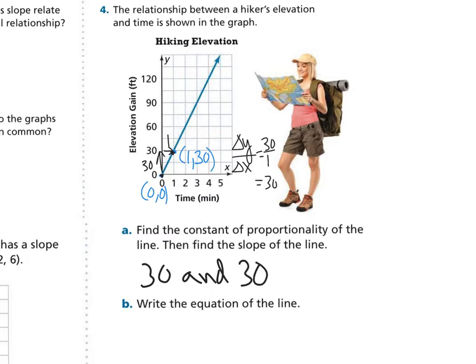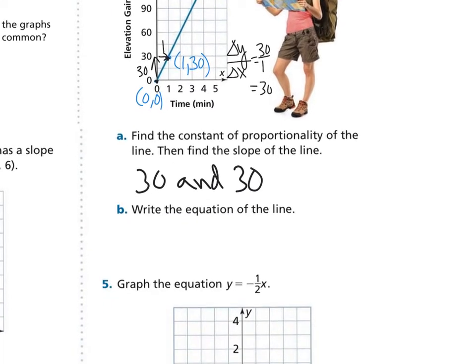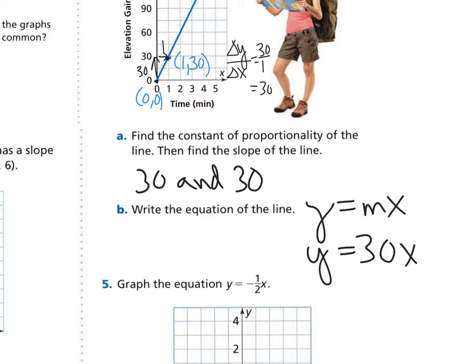And it didn't ask us this, but basically what that's telling us is it's 30 feet per minute that they're hiking elevation-wise. And then part B, they want us to write the equation. So again, off of that basic equation, y equals mx, our equation would be y equals 30x.